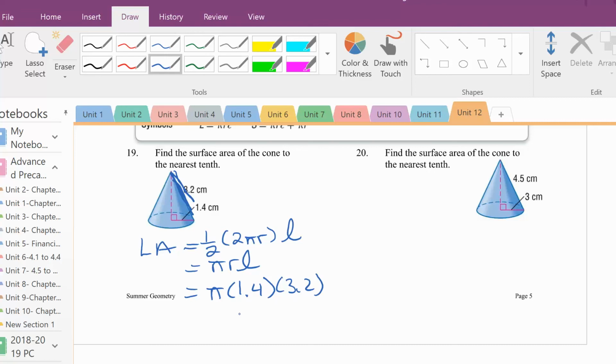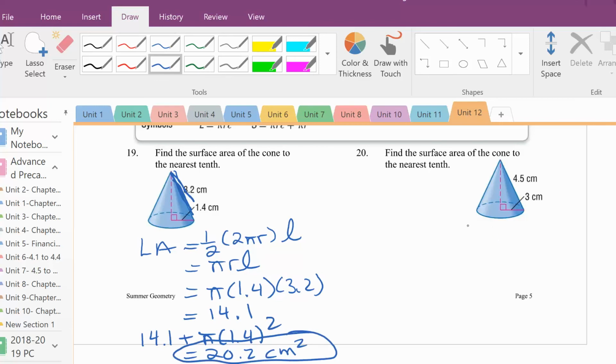So 3.2 times 1.4 times pi gives you 14.1. And then the area of the base is pi r squared, so pi times 1.4 squared gives you 20.23, or just 20.2 centimeters squared.